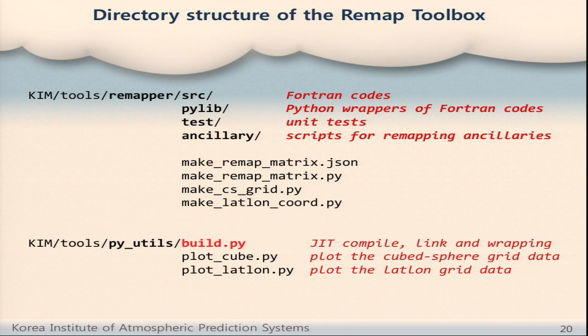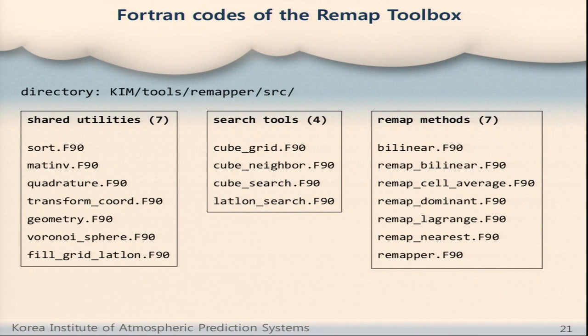There are unit tests in the test directory, and the build.py in the PyUtils directory performs automated compile, link, and wrapping. There are shared utilities that perform sorting, matrix inversion, quadrature points generation, and coordinate transformations. The search tools are the implementation of the new search algorithm described above. The final category is an implementation of the remapping methods.